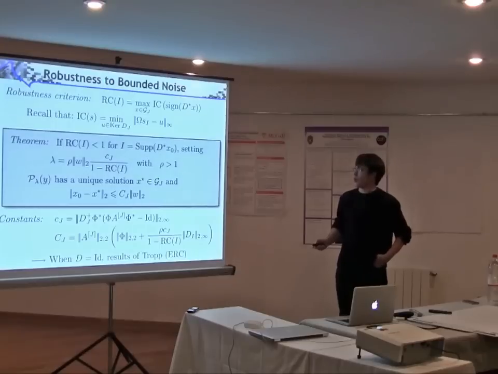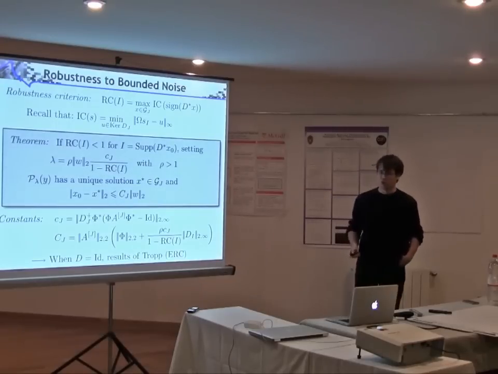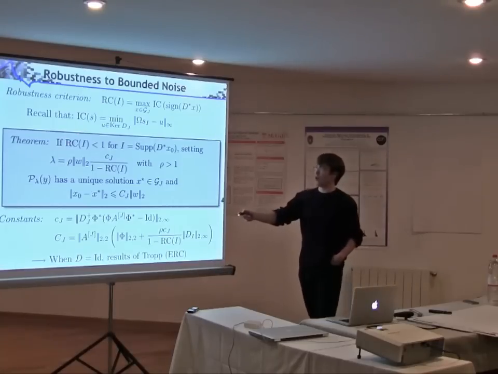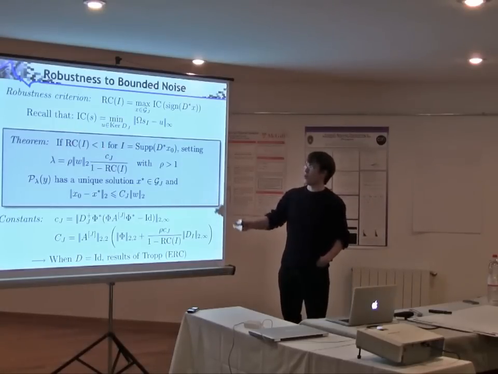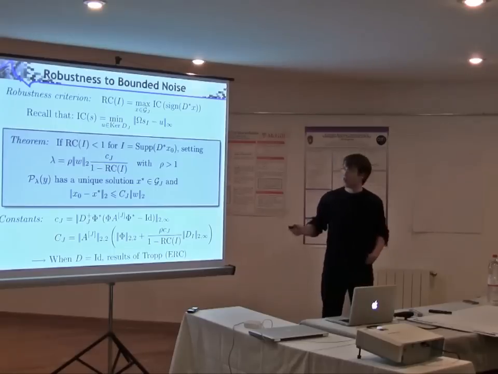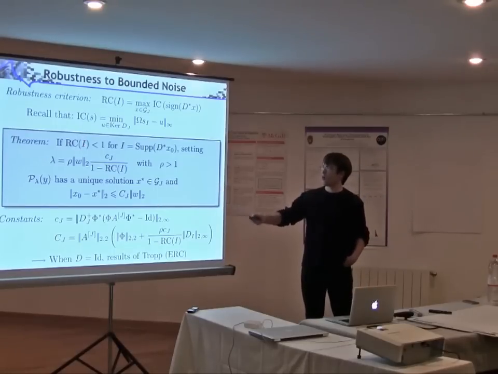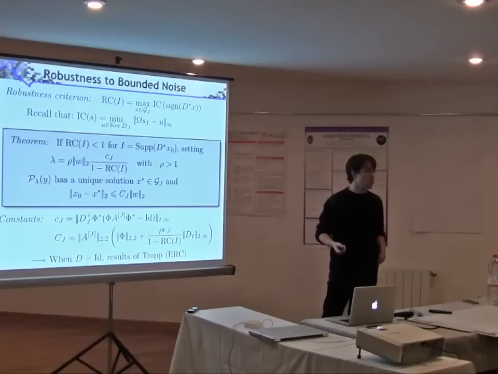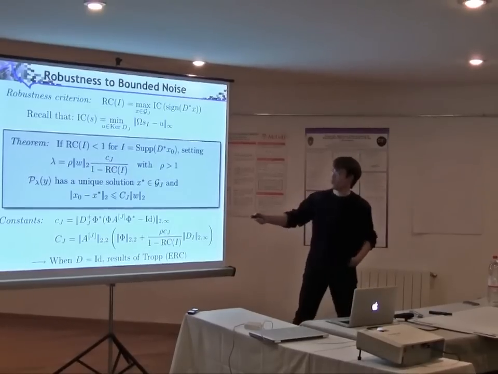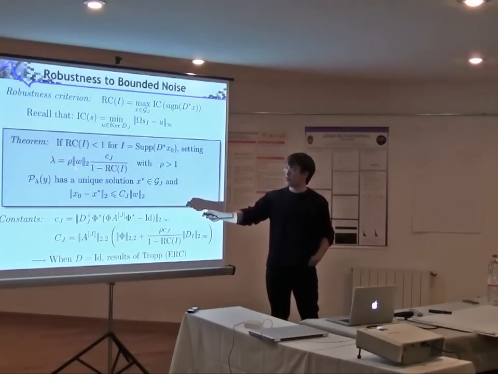Okay, and then the theorem is the exact generalization of the theorem of Joel Tropp, except now we don't assume that the dictionary is the identity. So basically, if your criterion is smaller than 1, for all signals that have the same support, you will have robustness to arbitrary bounded noise, which means that you can select the regularization parameter to be proportional to the noise level.